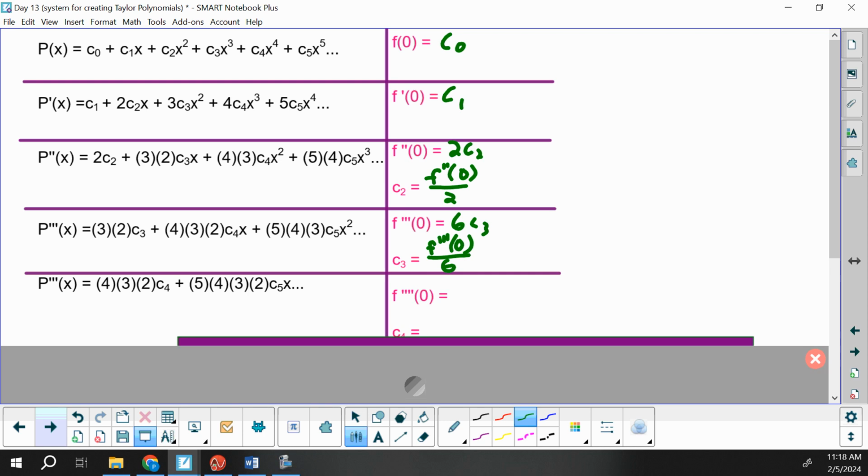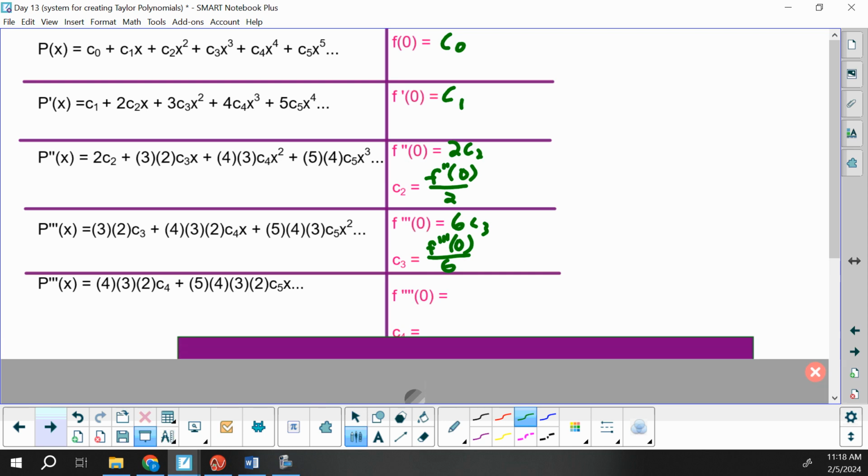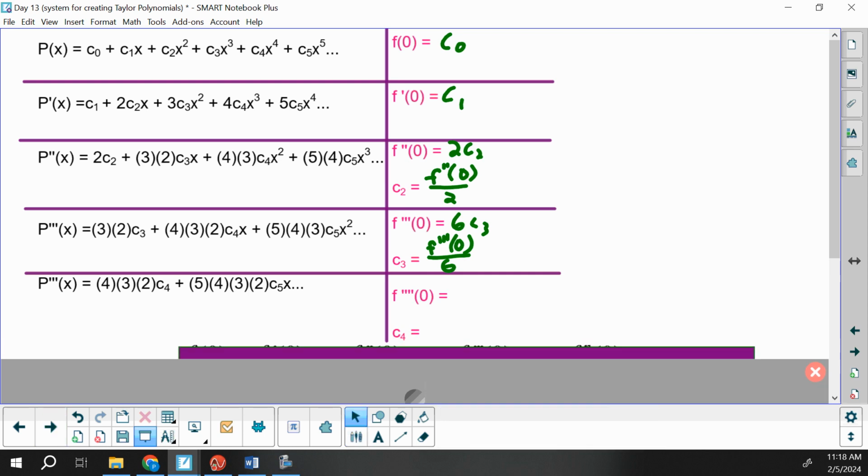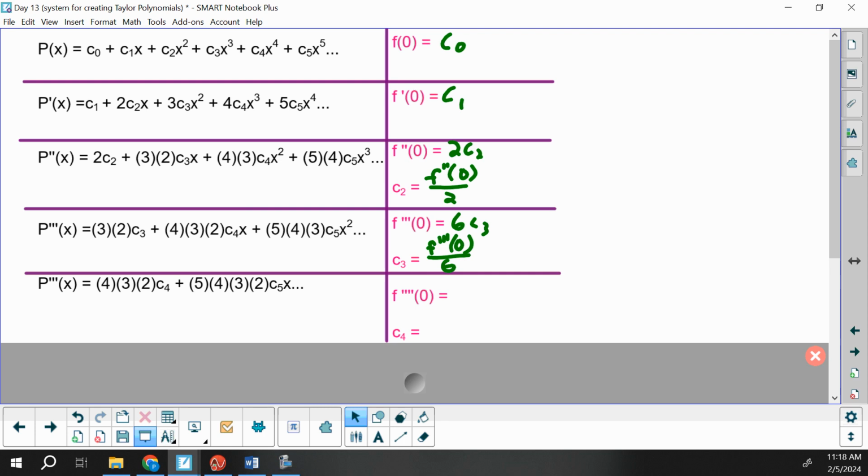And we'll go one more and then see if we can figure out the pattern. So if we do the fourth derivative evaluated at 0, we'd have 4 times 3 times 2 times c4. So that's the same as saying 24c4. Or if we divide the 24 over, that's fourth derivative at 0 over 24 is equal to c4.